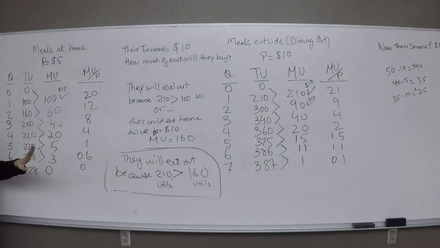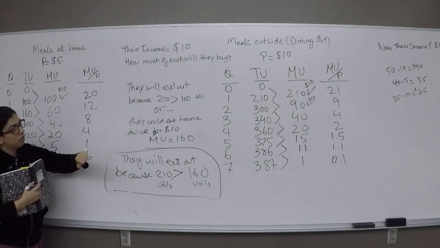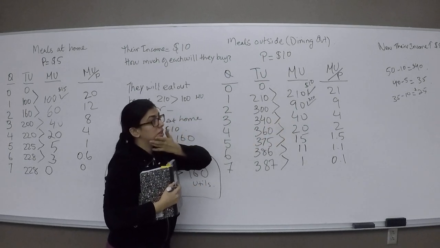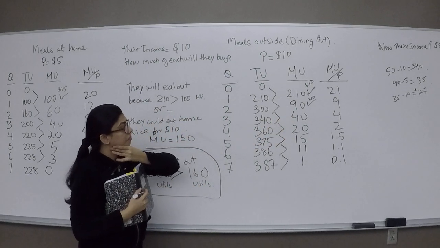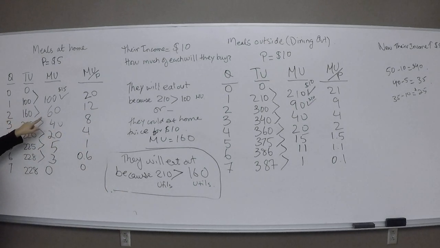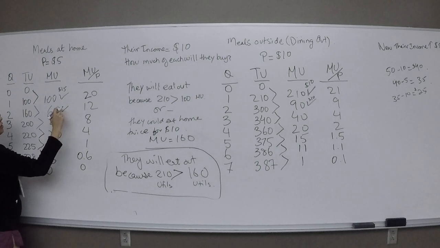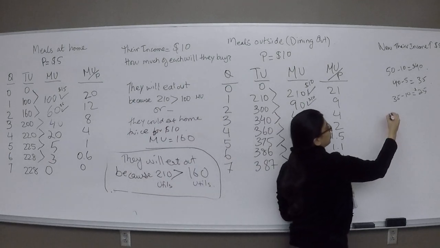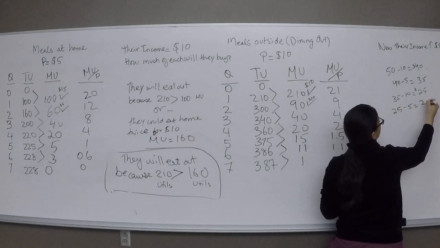Now with the $25 left, are you going to consume the next meal at home that gives you 60, or your next meal outside, which gives you 40? At home gives you 60, so you're going to do this one. This will cost you $5. So now you have 25 minus 5, you have $20 left.